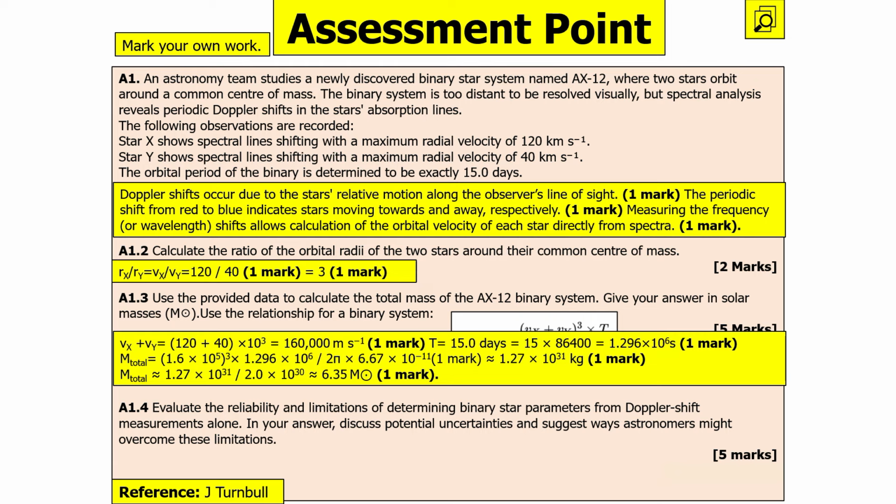Now remember, Vx plus Vy is 120 plus 40 times 10 to the 3, so it's 160,000 meters per second. The time period is going to be 1.3 times 10 to the 6 seconds. We can then pop in all the values given in the equation, and we work it through to be 1.27 times 10 to 31 kilograms. We then divide by the solar mass given on the equation sheet to get 6.35 solar masses.